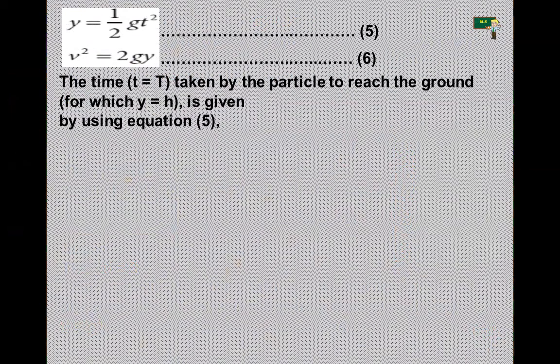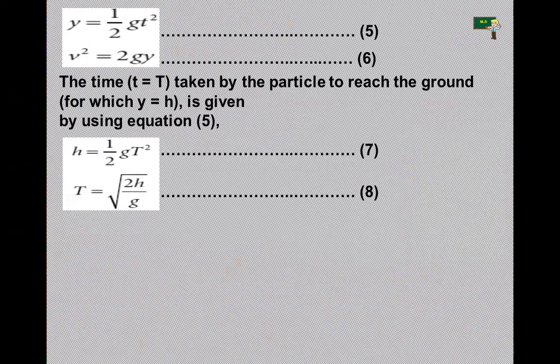The time t equal to capital T is taken by the particle to reach the ground, for which y is equal to height h, and it is given by using equation number 5. h is equal to 1 by 2 gt square, where instead of small t we put capital T. Therefore, taking the T square to one side and h to the other, and then taking the square root, T is equal to root of 2h by g.